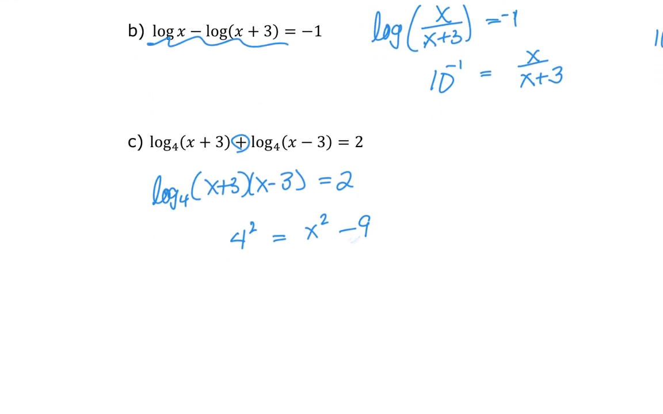I'm going to add 9 to both sides. 16 plus 9 is 25, which is equal to x squared. That means x is equal to plus and minus 5.